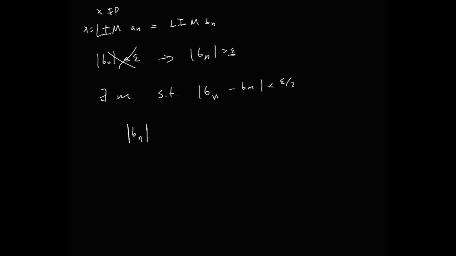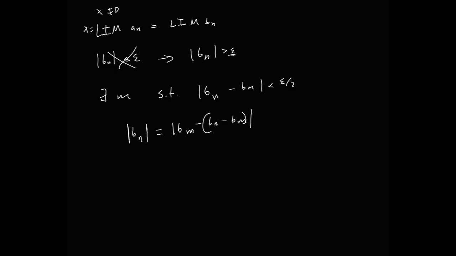So we have this b_n. b_n is greater than or equal to b_m minus, I'll write it here, this is equal to b_m minus b_n plus b_m. Okay, here's how I'll write it. Sorry, this is getting confusing. I'll write it like this: b_m minus b_n, minus b_m. Okay?